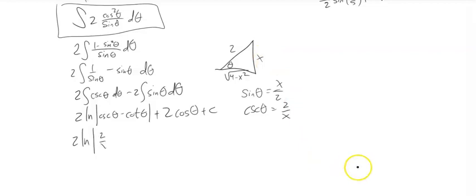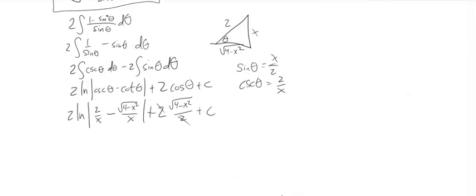Cosecant, 2 over x. Minus cotangent, adjacent over opposite. Cosine, adjacent over hypotenuse. These twos will divide out. So I'm basically left with that. And there it is.